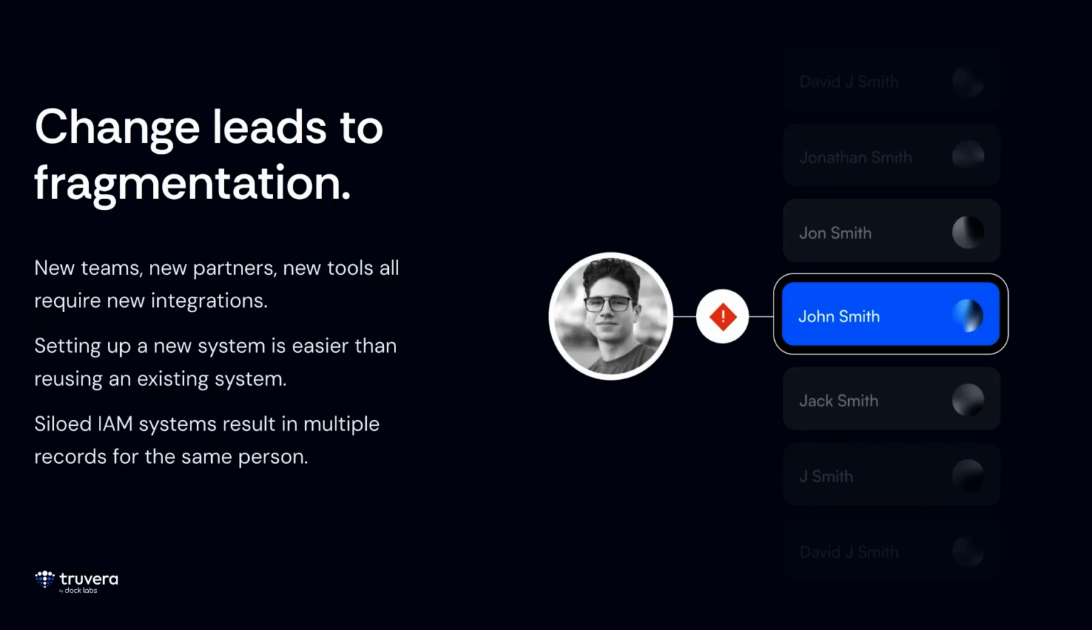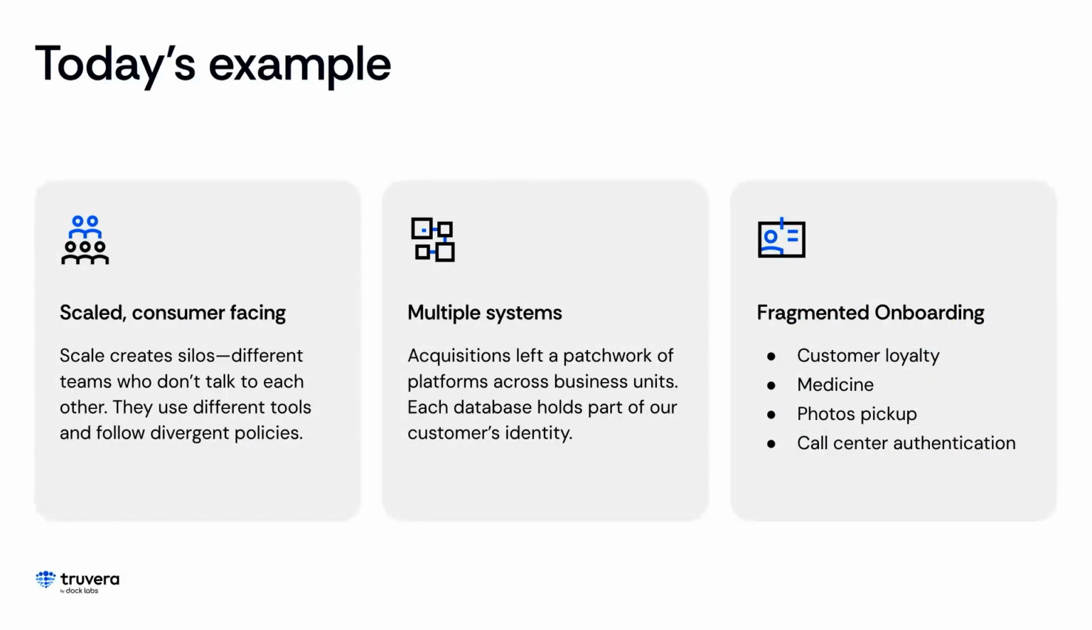And these changes naturally lead to fragmentation. Every new team that joins, every new partner you integrate with, every new tool you're asked to include in your ecosystem requires a new integration. And you're on a timeline. With the current system, you have to be careful not to disrupt the existing business. So it's easier to set up a new system than to adapt the existing one for these new tools. As a result, we end up with multiple IAM systems, and multiple records for the same person in our systems. And this always happens. It's just the nature of the challenge. It's the law of life.